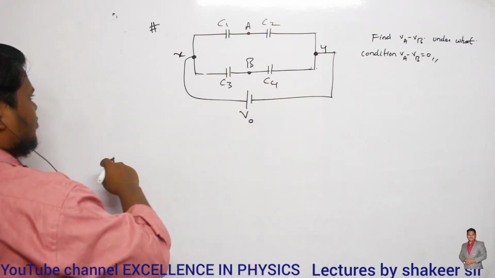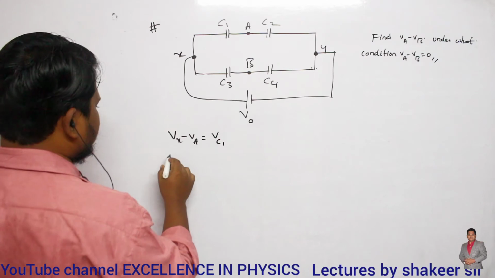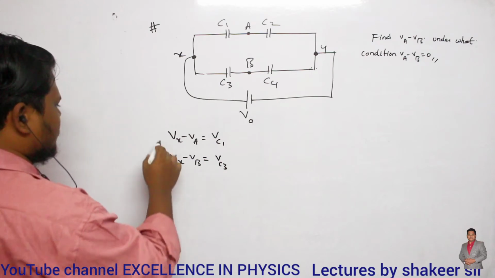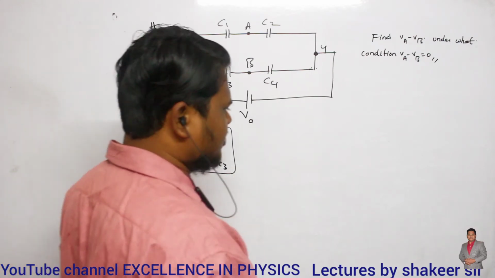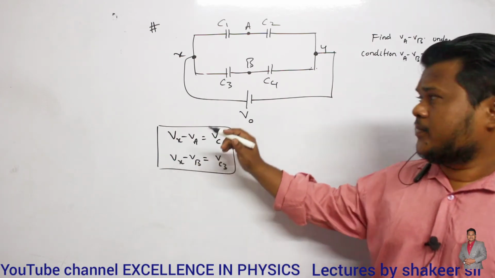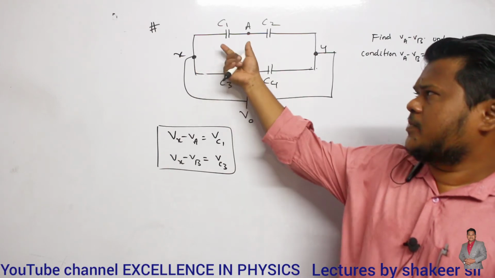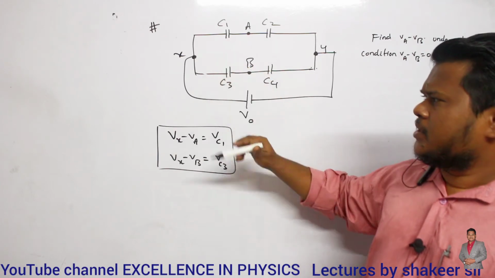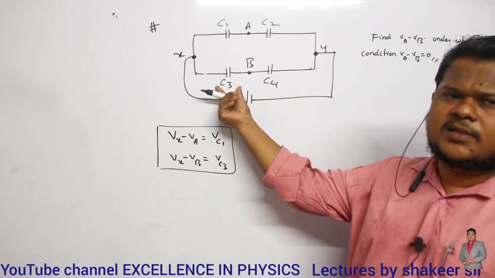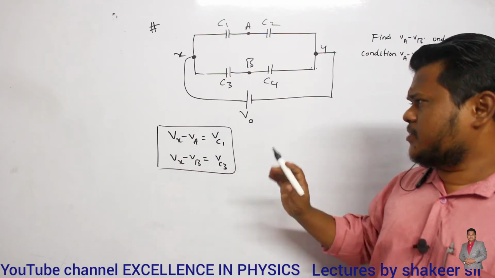Now can I say Vx minus Va is equal to the potential difference across C1, and Vx minus Vb is equal to the potential difference across C3? Can I say like this? See if it is correct or not. Is it correct? So if you take this point to be x, then Vx minus Va, what is this? This will be the potential drop in capacitor C1. Similarly, Vx minus Vb is the potential difference across capacitor C3. So Vx minus Va is Vc1, Vx minus Vb is Vc3.